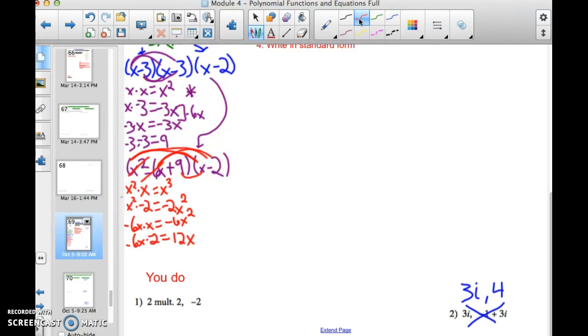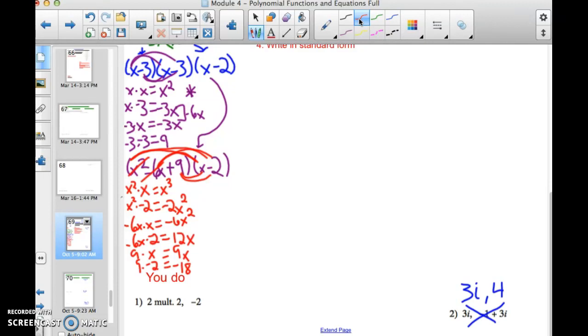I do 9 times x. I can write that down. 9 times x is 9x. And then 9 times negative 2 is negative 18. And I'm done with the 9 as well. Now I just got to combine like terms and then write in standard form.